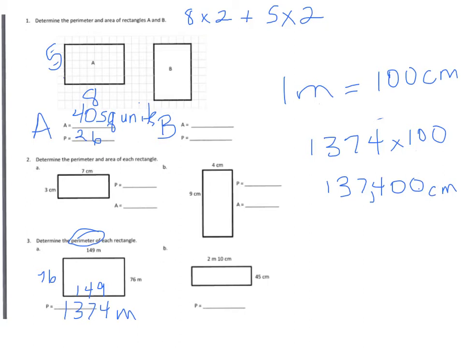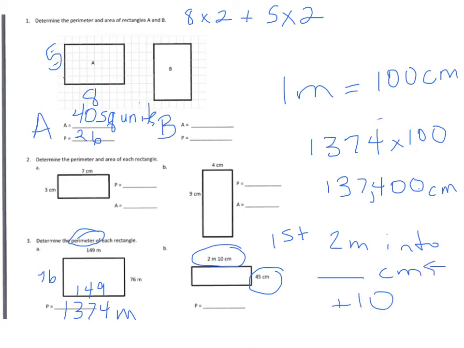Go ahead now, work B for number 3. You'll notice that you have meters and centimeters here. What I would do is I would first change my 2 meters into centimeters. How many centimeters would 2 meters be? Don't forget, you're going to have to add that 10 after you change it. Go ahead and press pause, finish this page, and then we'll be ready to move on to numbers 4, 5, and 6.